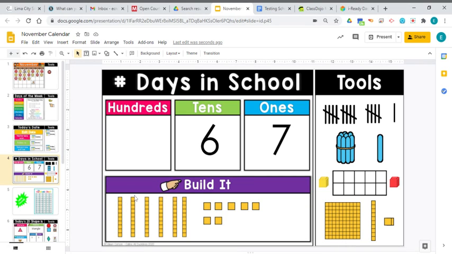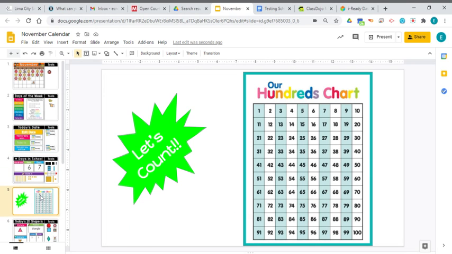So we count 10, 20, 30, 40, 50, 60. Switch it to ones. So 60, then 61, 62, 63, 64, 65, 66, and 67. 67 base 10 blocks to match our 67 days in school. So let's go ahead and count to 67 here on our 100 chart.